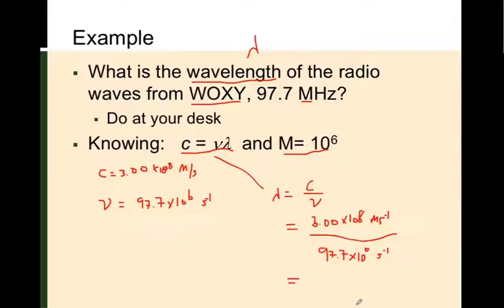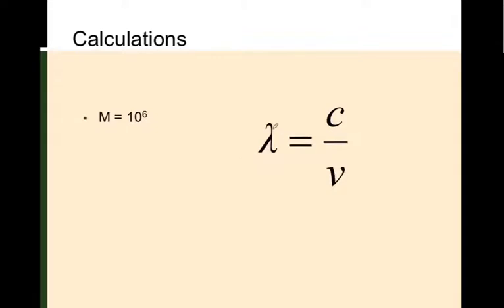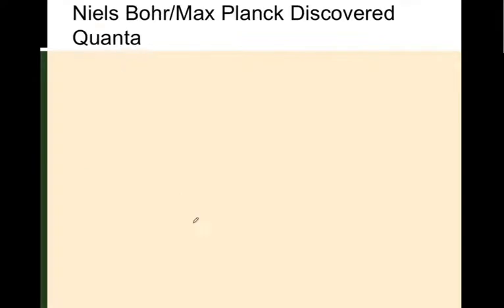3.00 times 10 to the 8 divided by 97.7 times 10 to the 6. It's going to be 3.07 meters. Our units then are gone. So 3.07 meters is the wavelength of our radio waves from WOXY. And this is how we would form our new equation, using this for reference.